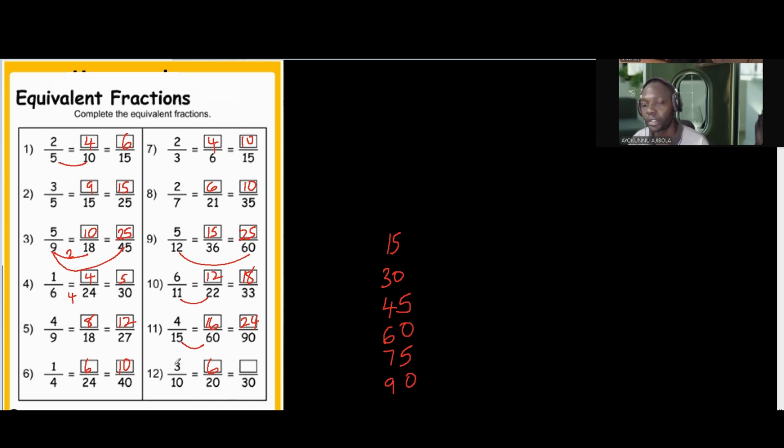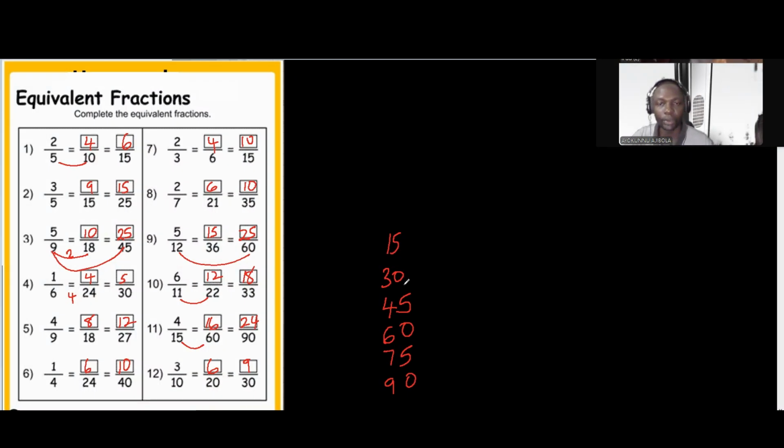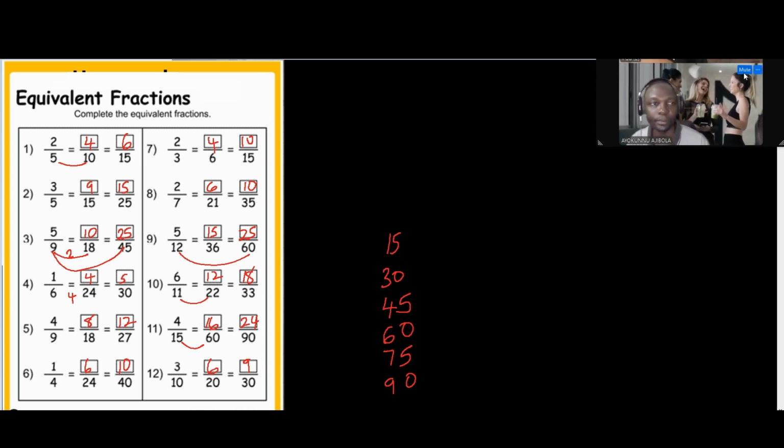And the last question, 10 times 2 is 20, so 2 times 3 is 6. 10 times 3 is 30, so 3 times 3 is 9. I'm going to give you some time to put down all of this correction. Then we'll look at more examples, okay?